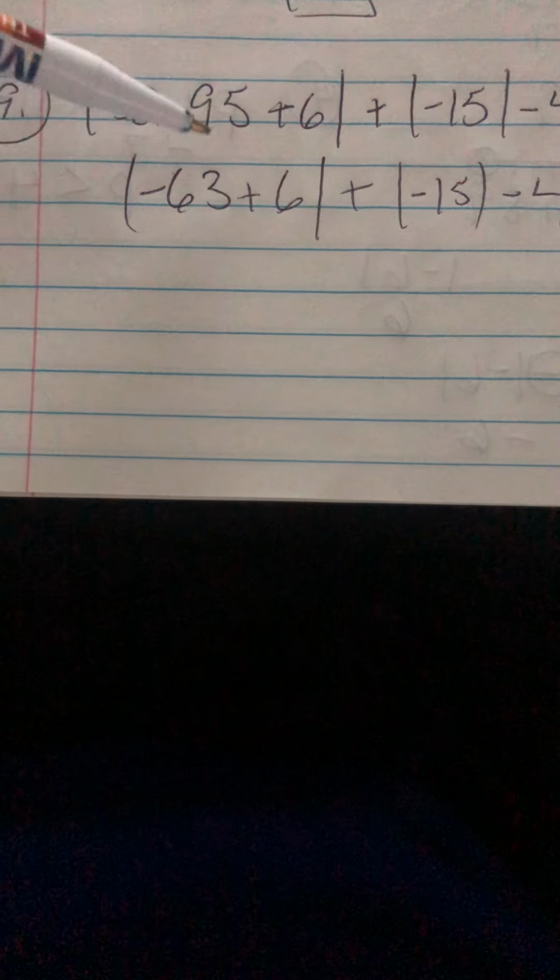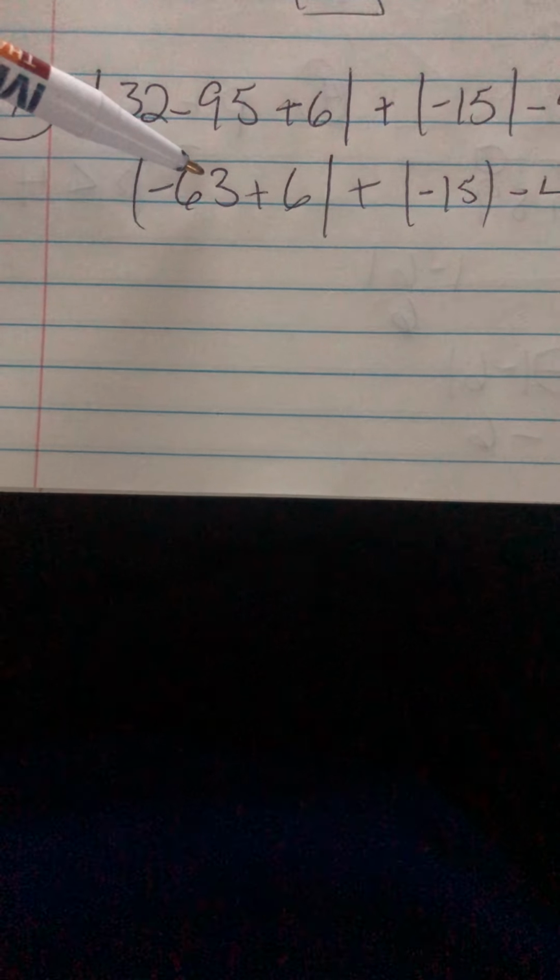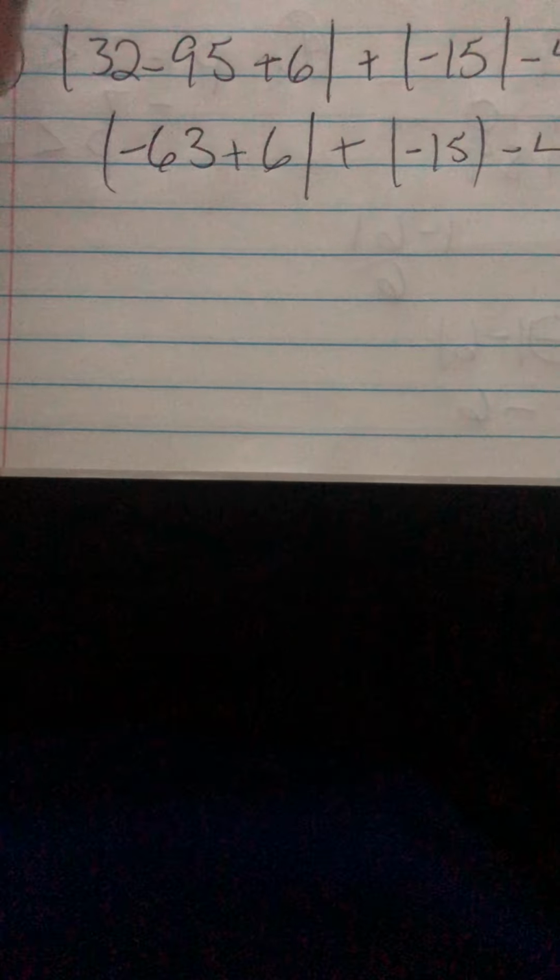Negative 63 plus 6, plus the absolute value of negative 15 minus 4. Again, right here we have to subtract, and that's going to give us 57. Nope, 56. 63 minus 6, Mr. B. What is going on with your brain? 63 minus 6, right? 13 minus 6 is 7, so that's going to be 57. I am bugging right now.